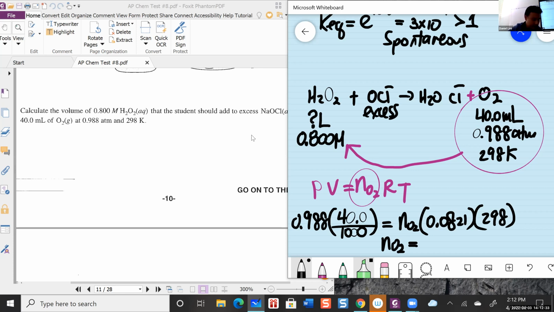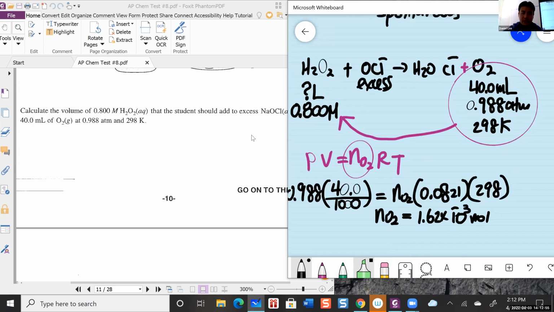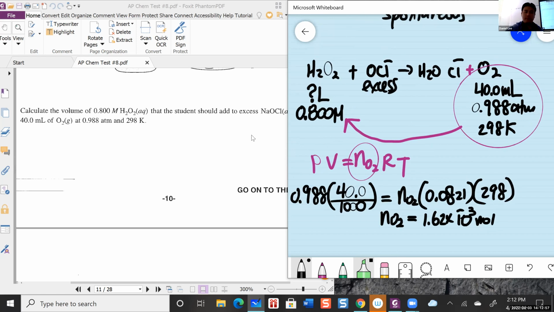And the moles of oxygen here is 1.62 times 10 to the negative 3 moles of oxygen. And it is 3 sig fig because of the 0.988 and 40.0, right? So now I have the moles of oxygen. I'll do the mole ratio to find moles of hydrogen peroxide and then volume.